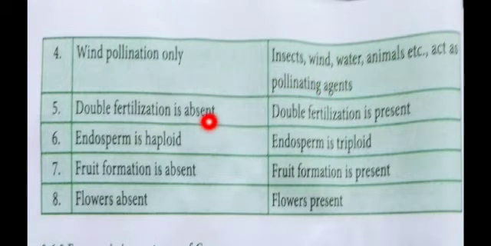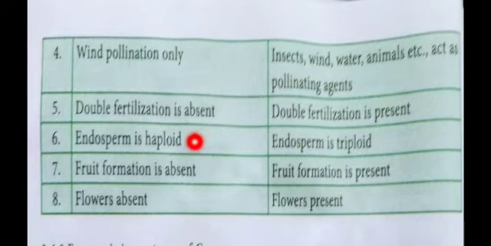Double fertilization is absent in gymnosperms, whereas here double fertilization is present. Double fertilization involves the polar nuclei present in the ovule; in gymnosperms there are no polar nuclei, so double fertilization is absent. Next, the endosperm is haploid in gymnosperms, whereas here the endosperm is triploid.